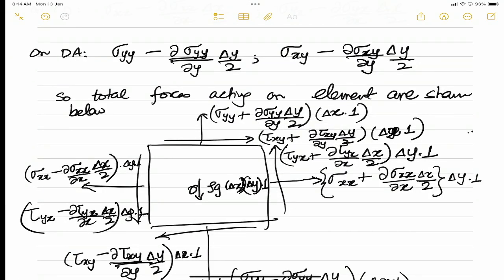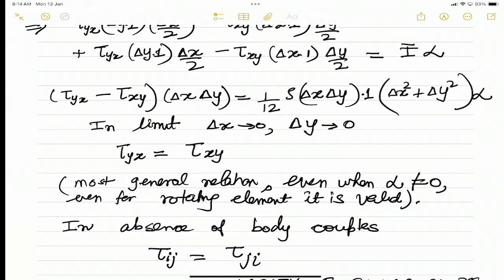Now, here I am not assuming that alpha is 0. So there could be rotation possible. Earlier when I talked of equilibrium, we said alpha is 0. But now even if alpha is not 0, when I perform the moment balance, the eventual equation turns out to be tau yx minus tau xy multiplied by delta x times delta y is equal to moment of inertia I times alpha. And the moment of inertia will be half times the mass times delta x square plus delta y square, times alpha. Now in the limit that delta x and delta y go to 0, even if alpha is not 0, the right hand side term goes to 0.